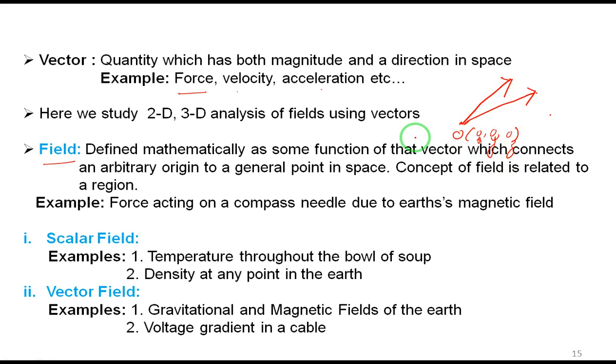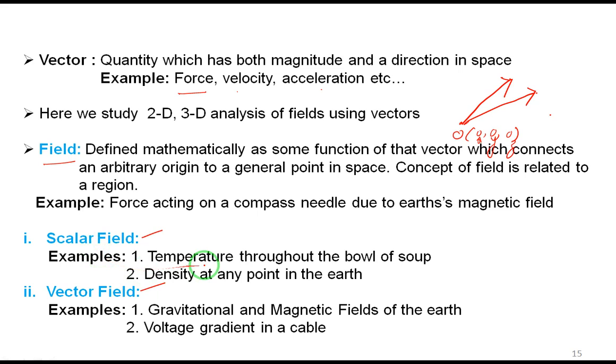So the concept of field is related to a region, and it is spread in the space. An example of a field is the force acting on a compass needle due to the Earth's magnetic field. Yes, it is a very good example for a field. Then we can classify fields into two types, the scalar field and the vector field. We will not concentrate much on scalar fields. We will concentrate on vector fields.